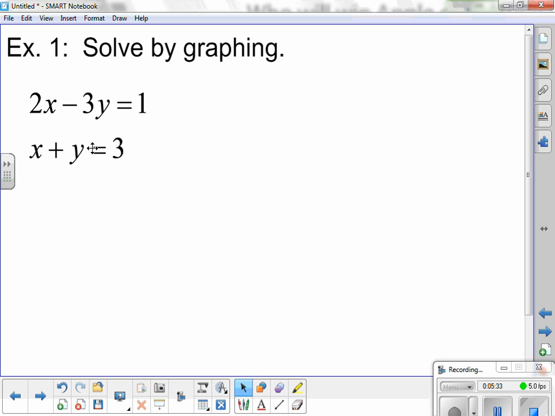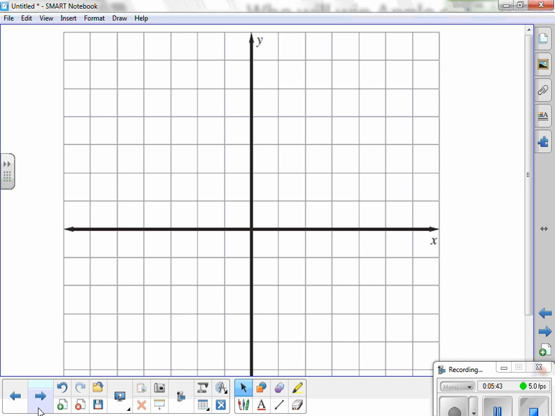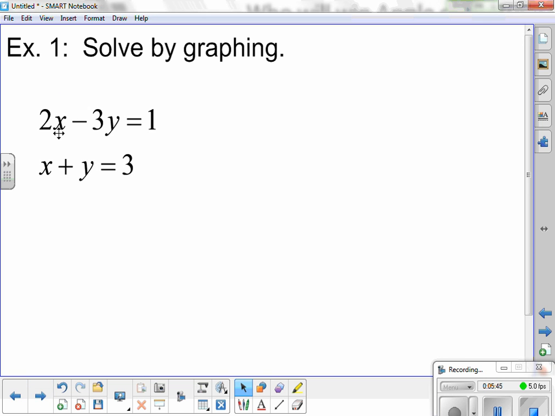All right. So let's see here. This probably isn't the best one to use for graphing. Let me change this a little bit. Y equals, yeah, that's not going to become very nice. Let's change this number right here. Let's make that a 6. That's a better example. Okay, so solve that by graphing.